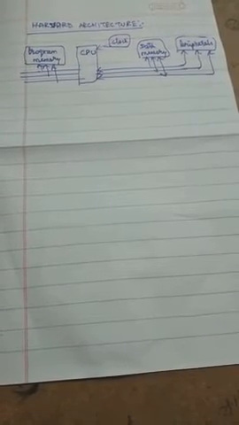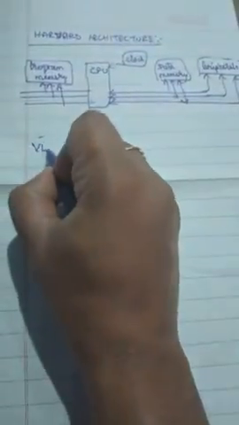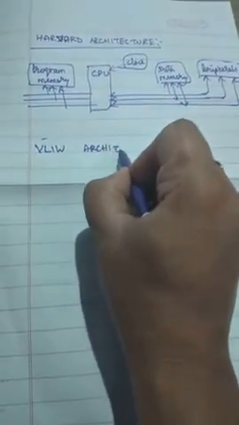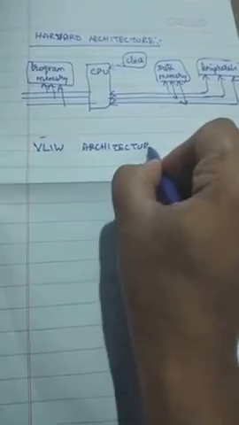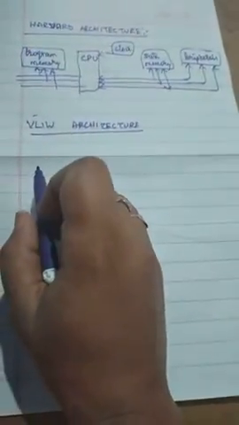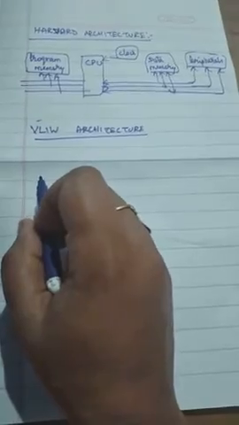And then third, we will see the VLIW architecture. VLIW means very long instruction word architecture. First I will draw the block diagram and then I will explain it.